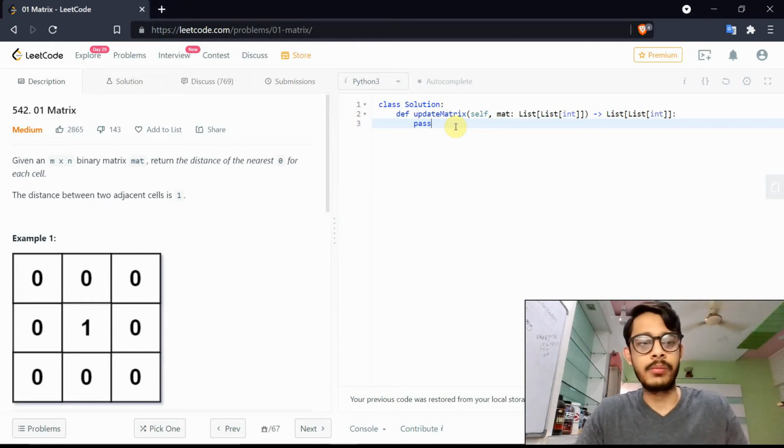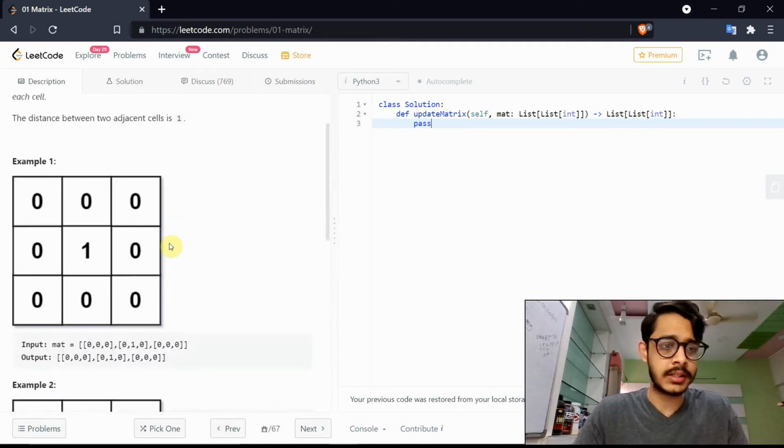This is the solution for the problem 01 Matrix. It's labeled medium, but it's actually really easy once we understand the analogy. First, let's discuss what the problem is.